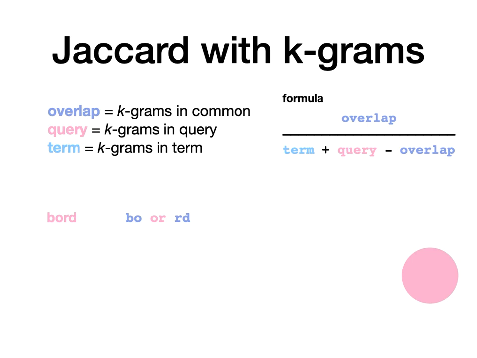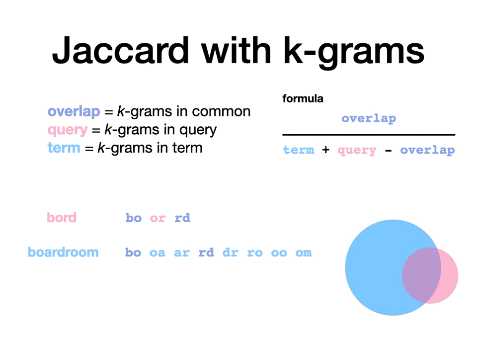B-O-O-R and R-D. I've already colored two of them as overlap because we already know that they're also in boardroom, right? Whereas boardroom is the term that we're looking for. That has B-O and R-D, but it also has O-A, A-R, D-R, R-O, O-O, and O-M. That's a lot of stuff. How can we prove mathematically that this is a pretty bad fit between these two words?